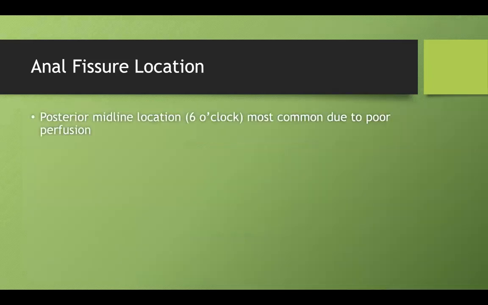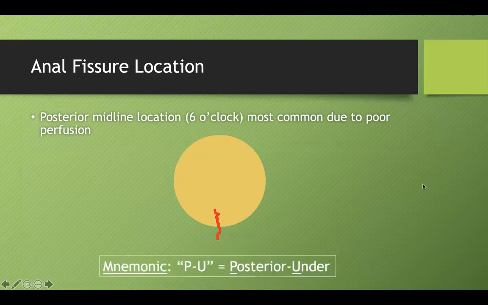So I'll just quickly draw a diagram. If this is our anus here, and you look at it like a clock, we have 12 o'clock, 3 o'clock, 6 o'clock, and 9 o'clock. The most common location of an anal fissure would be in the 6 o'clock position. My mnemonic to remember this is that when you think of PU, like after you're using the restroom, you'll remember that it's the posterior location and it's under. That reminds me of the posterior midline right here.